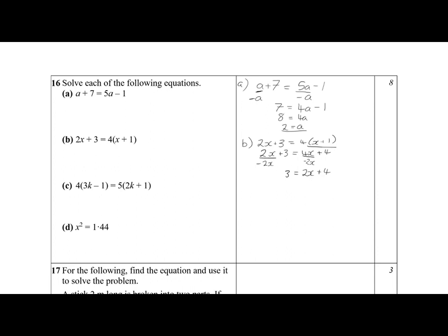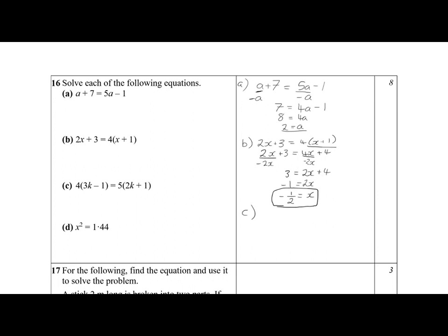Take away the 4. 3 take away 4 is minus 1. Then we divide by 2. Once again, avoid decimals, don't need them. So it's negative 1 divided by 2, minus a half, how you might say that. And that's okay, that's our answer. So minus a half is equal to x.